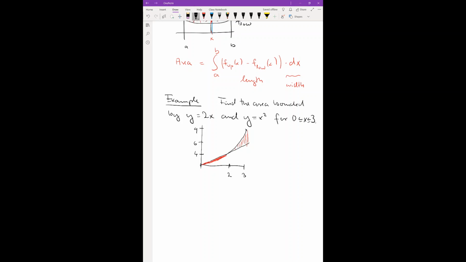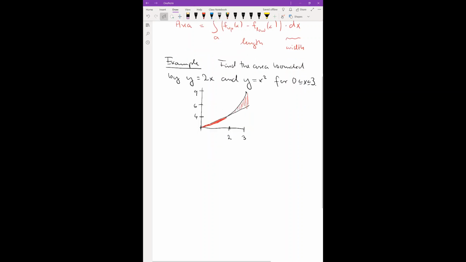Maybe let me draw this again to see it better. So we have the parabola, we have the line, here is equal to 2, 4, 3, 6, and 9. And we talk about the area between the two curves as this area and this area here.